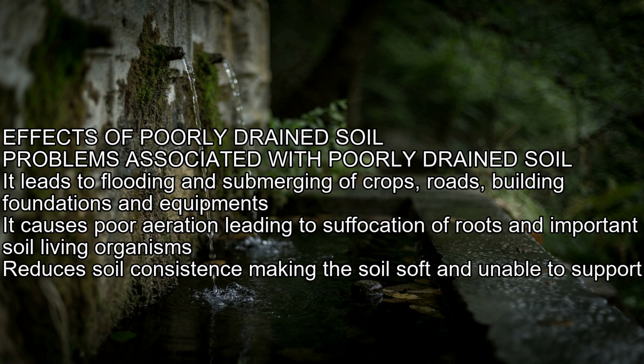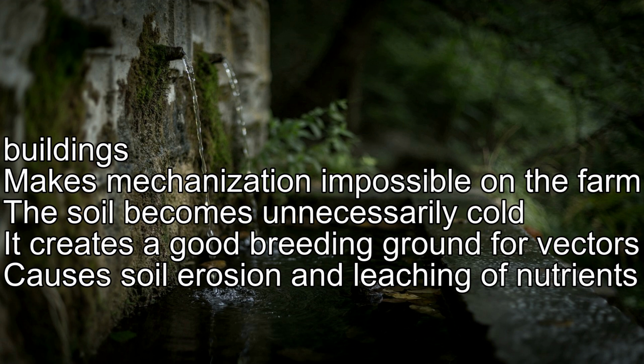Effects of poorly drained soil. Problems associated with poorly drained soil. It leads to flooding and submerging of crops, roads, buildings, foundations and equipment. It causes poor aeration, leading to suffocation of roots and important soil-living organisms. Reduces soil consistence, making the soil soft and unable to support buildings. Makes mechanization impossible on the farm. The soil becomes unnecessarily cold.